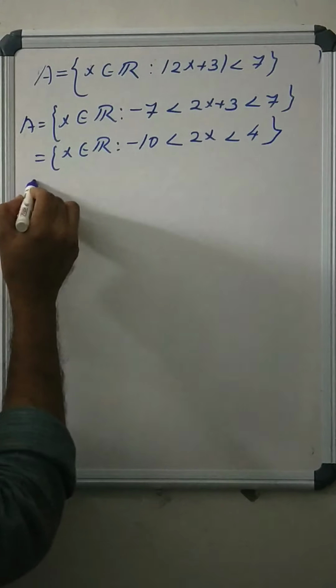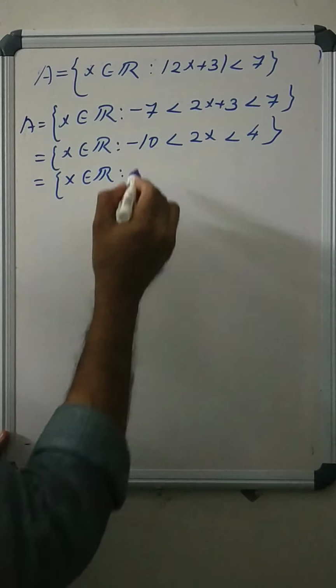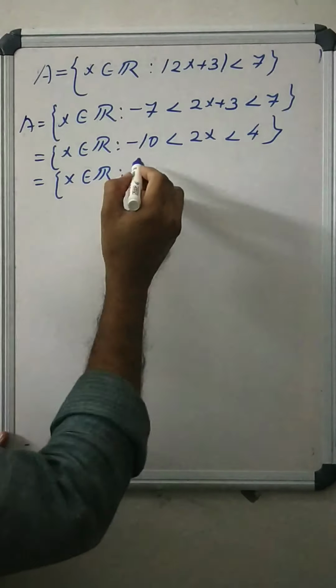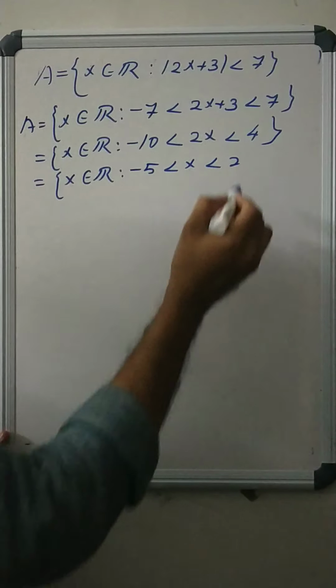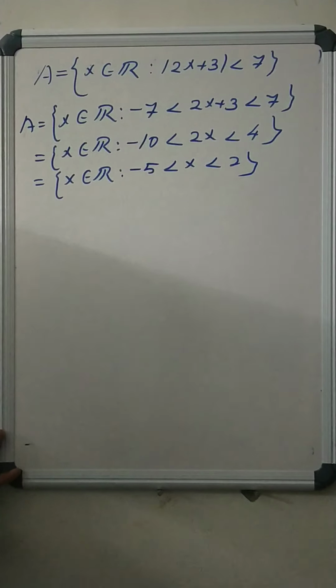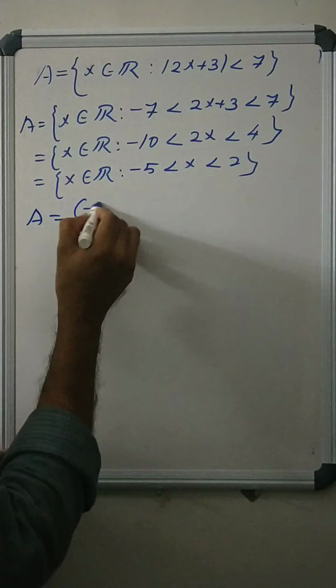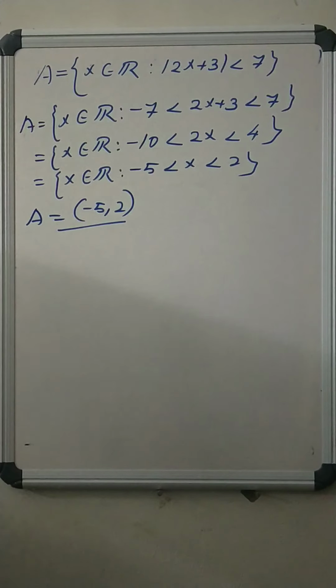So that equals the set of all x in R such that, dividing throughout by 2, minus 5 less than x less than 2. So A equals the set of all x in R such that minus 5 less than x less than 2. That means A equals an open interval, minus 5 to 2, if it is in the form of an interval. Okay.